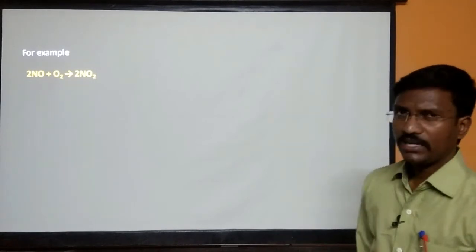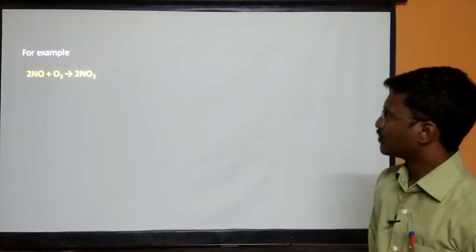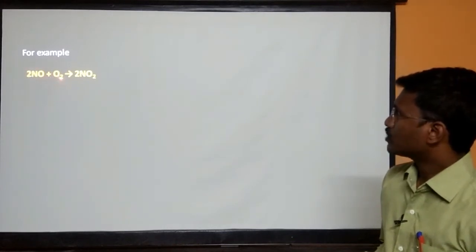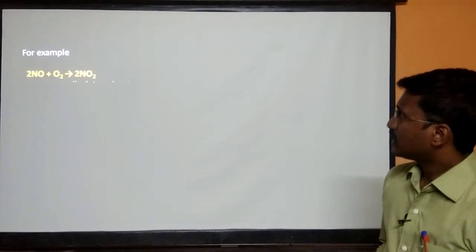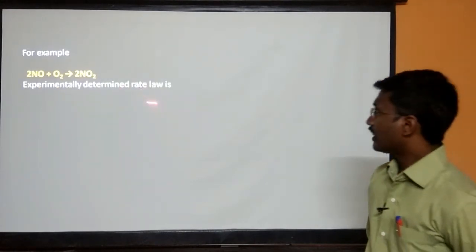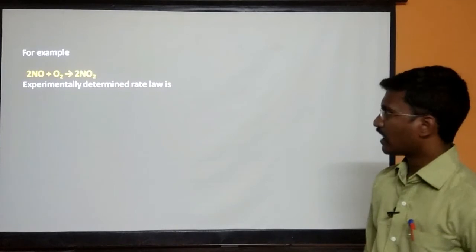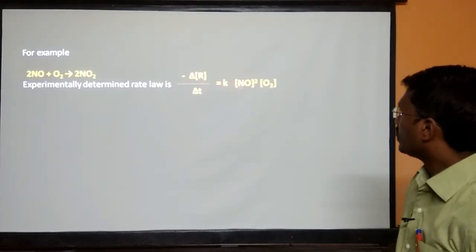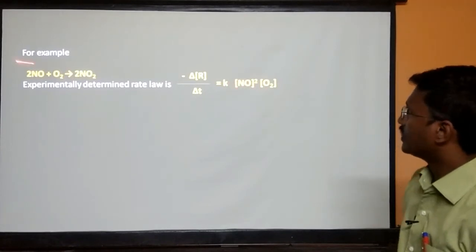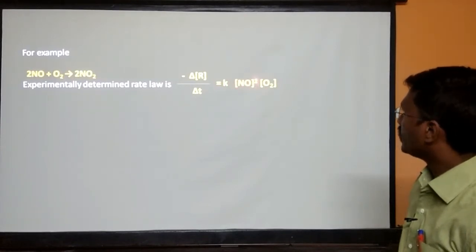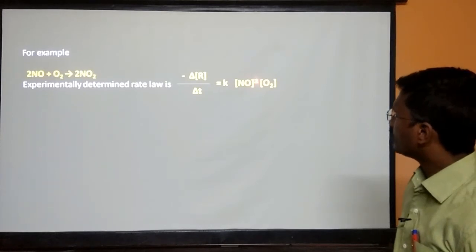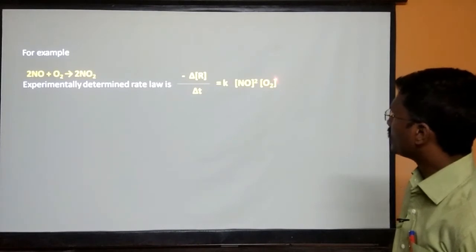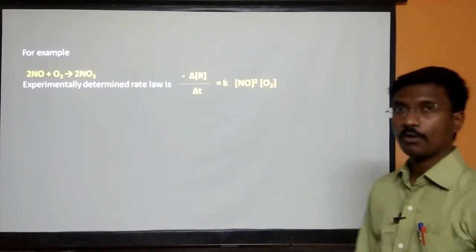Look here, initially I am giving you the rate law expression. For example, 2NO plus O2 gives 2NO2. This reaction has a rate law which is experimentally determined. The rate law can be expressed as rate equals K times the concentration of NO, which has the power 2. Here 2 is an experimentally determined value. The other reactant, O2, has nothing written, which means it has the power 1.